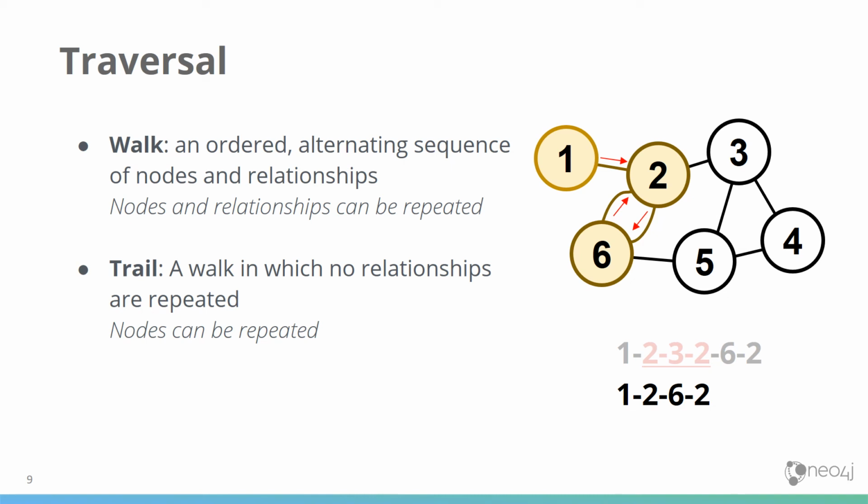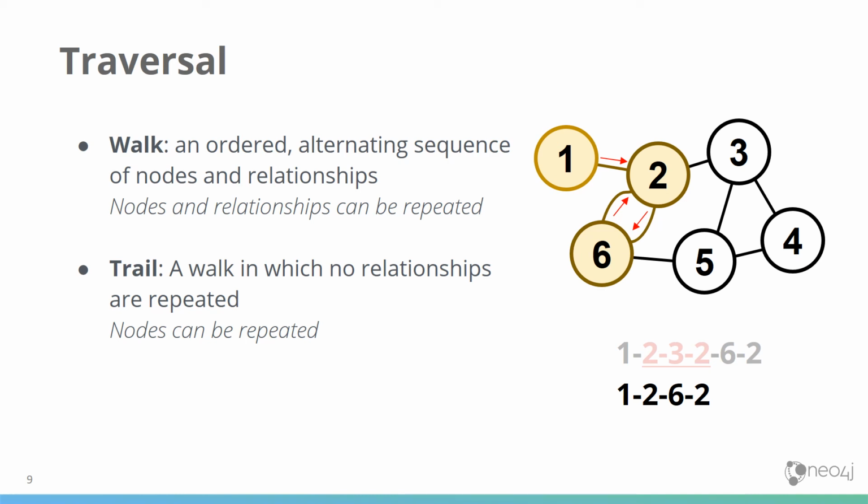Now let's look at a trail, which is somewhat more restricted. A trail is a walk in which no relationships are repeated. You can still visit a node as many times as you want, but each link can only be used once. For example, remember the 7 bridges problem. The desired traversal in that case is a trail. You can visit each landmass as many times as you like, but can only cross each bridge once.